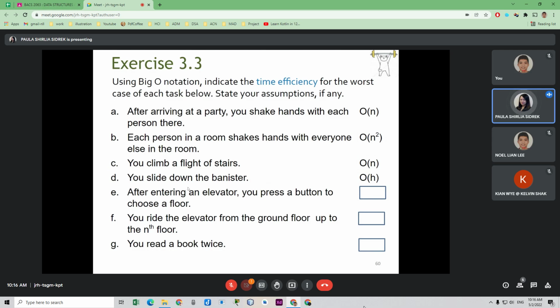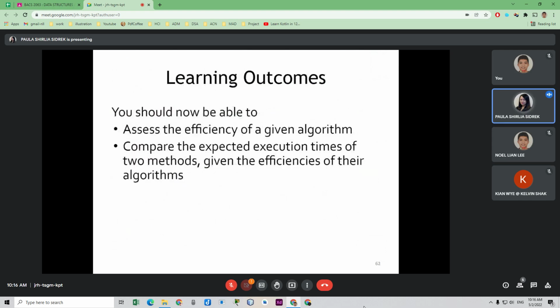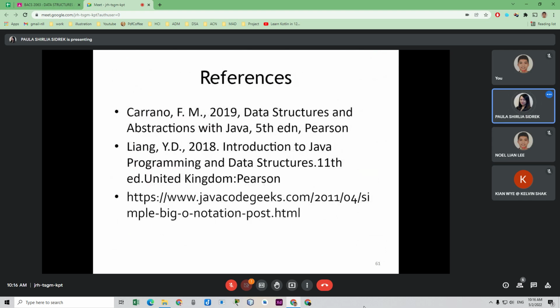After entering an elevator, you press a button to choose a floor. That is constant. You choose means you get one operation. You ride the elevator from ground floor up to the nth floor. Therefore, O of n. You read a book twice, O of n. Right? So these are using big O notation to indicate the time efficiency for the worst case of each task below. These are your assumptions, yeah? Now register your references. Okay, so that is your learning outcome. Okay, done with that.